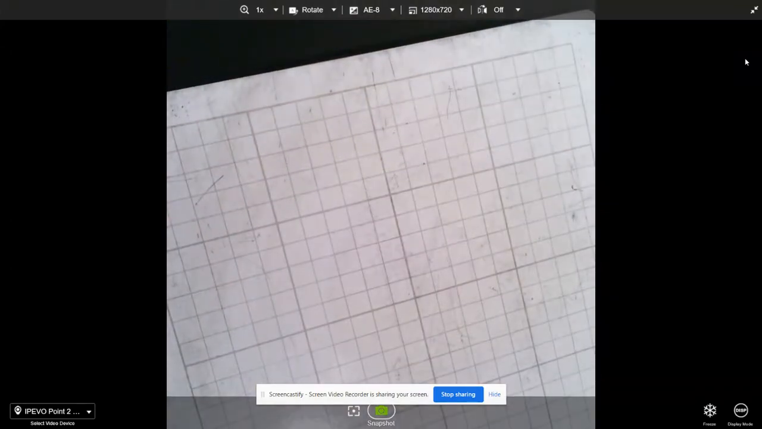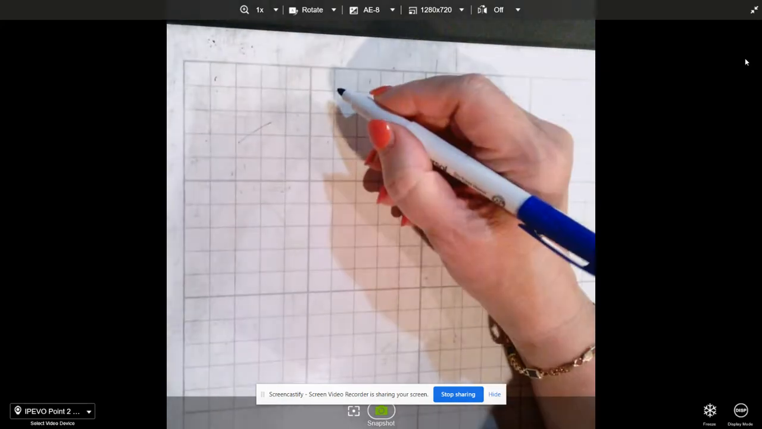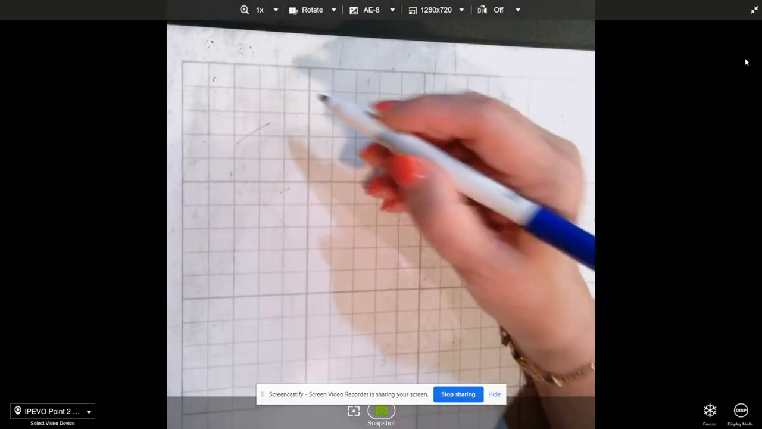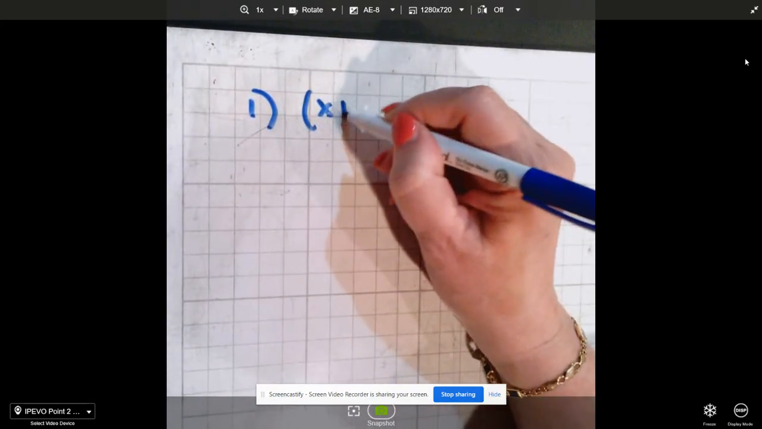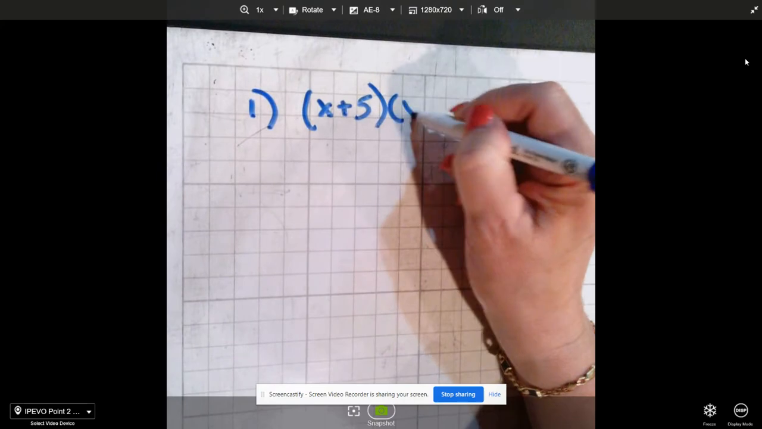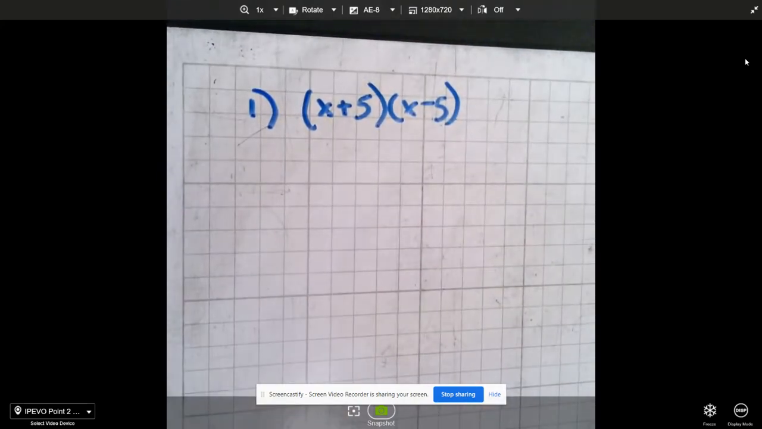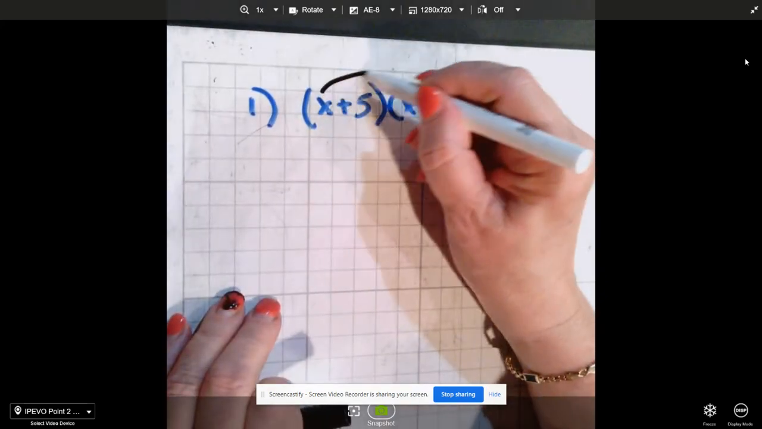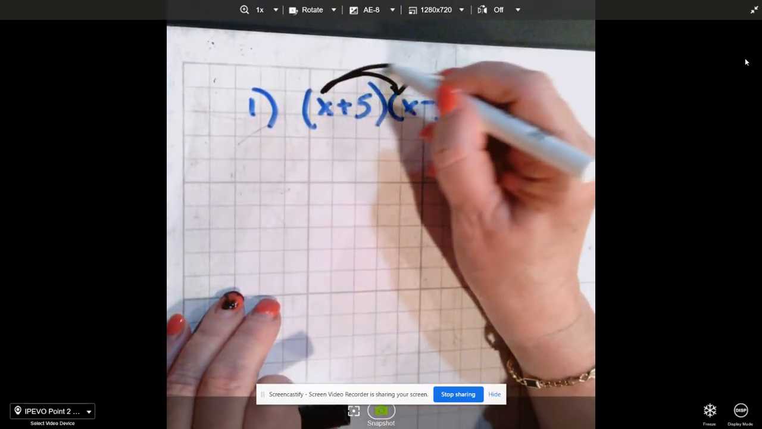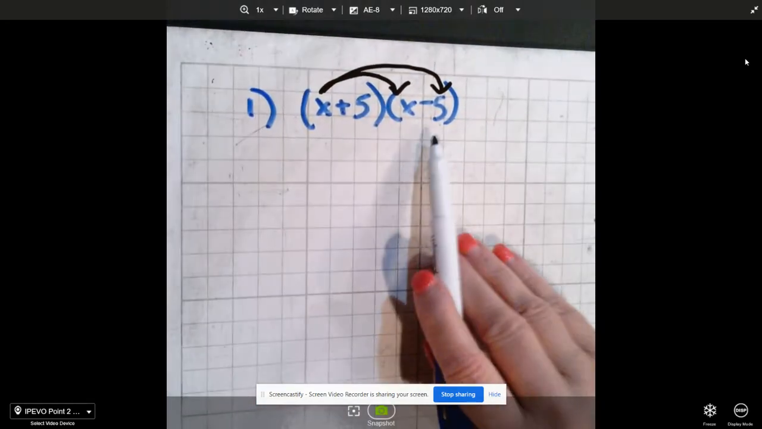All right, so this is polynomials, day 3, and I just want to show you how to do a few of these examples. So we're going to take a look first at number 1, which is x plus 5, x minus 5. Now you're going to do these just like you did all the others, right? You're going to multiply those two together and then those two together. Remember, the sign always stays with it.